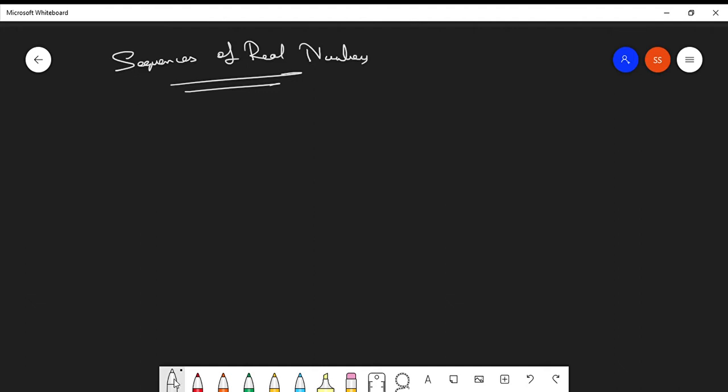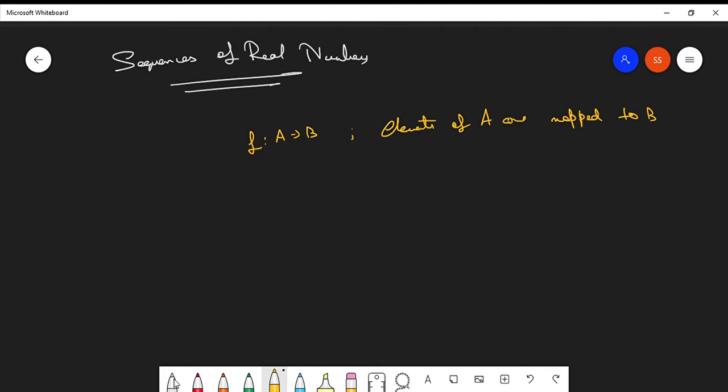Let us first talk about what a sequence is. Before understanding sequences, I guess you already know what a mapping is, right? A mapping is denoted as f from A to B. So what does this mean? Elements of A are mapped to B.